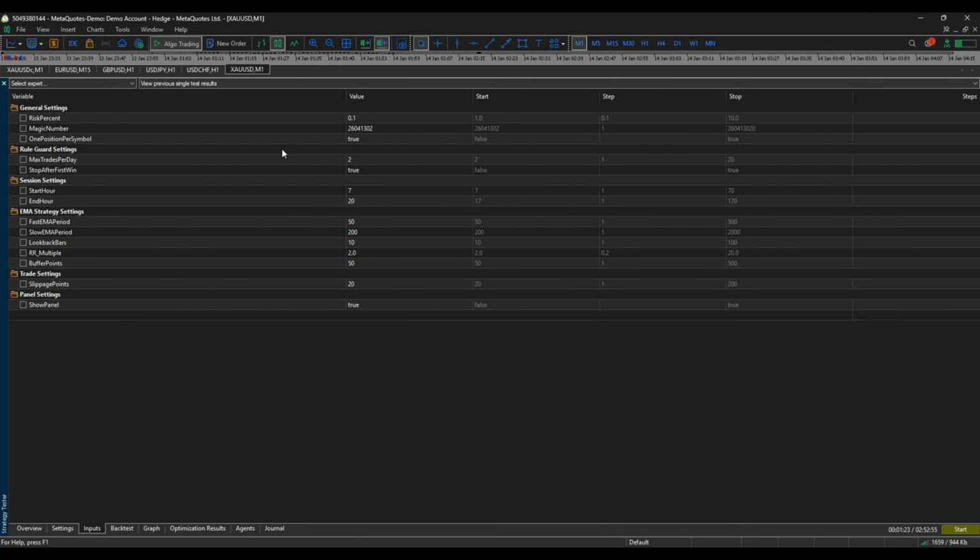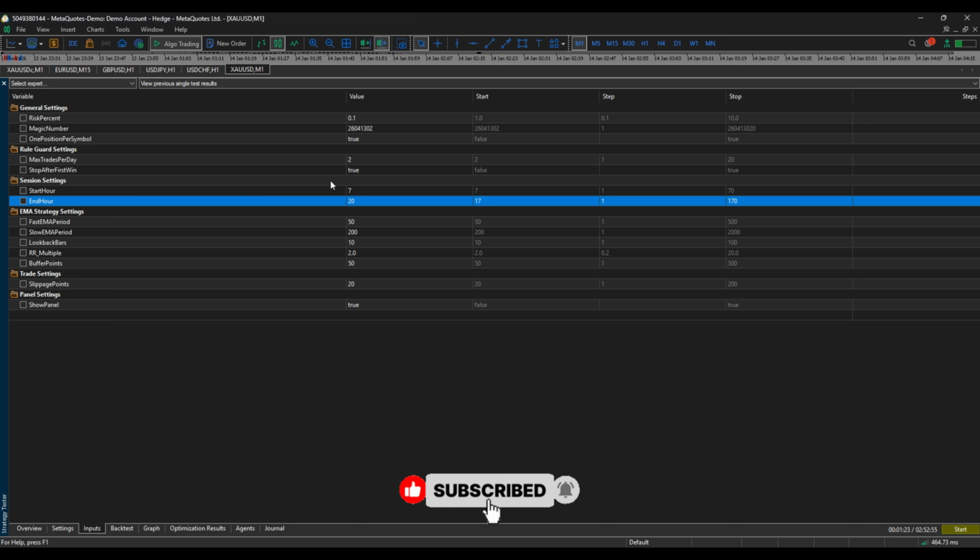So we have three simple rules. First, max trades per day. For example, if we set this to 2, once 2 trades are taken, that is it, and no more trading for the rest of the day. Second, we have the session control, and we define a start hour and an end hour, and outside of that time, trading is completely blocked. So if your strategy only works during the London session, then you physically cannot trade during the New York or the Asian session.